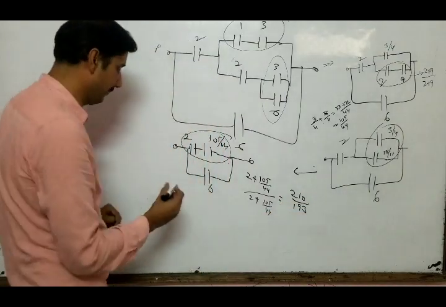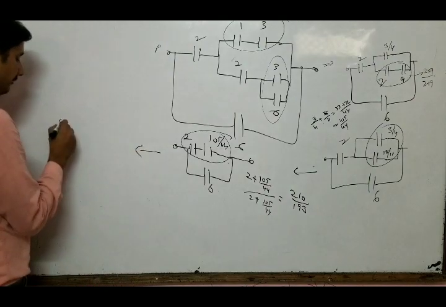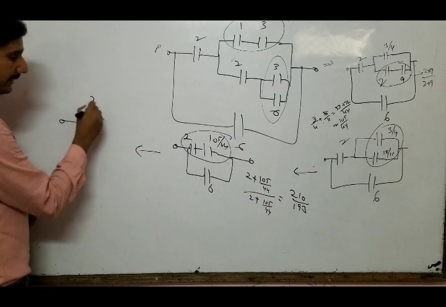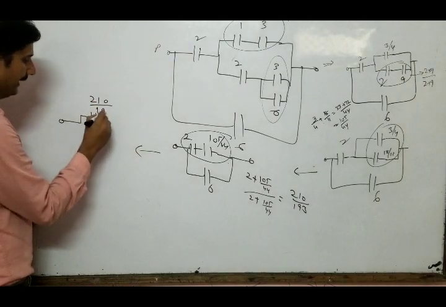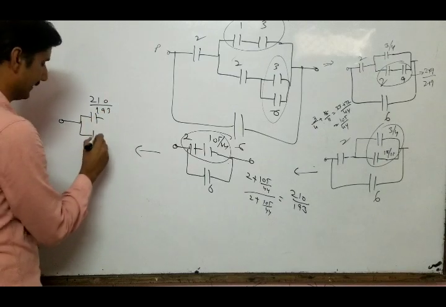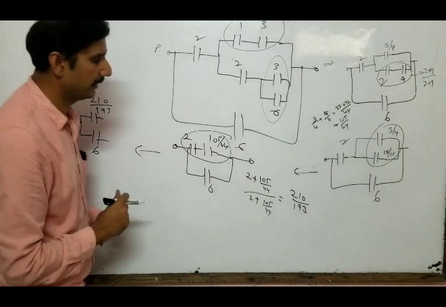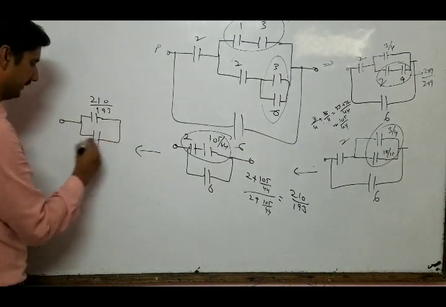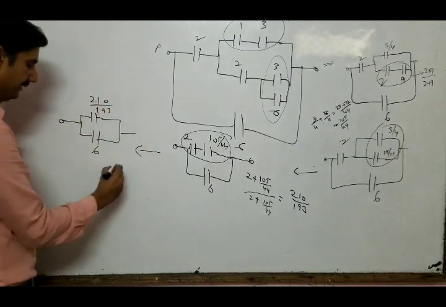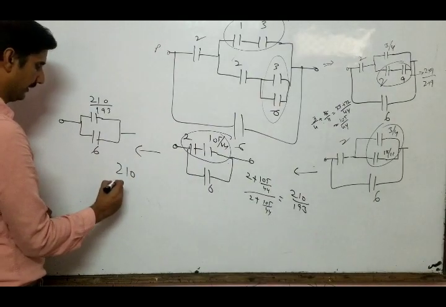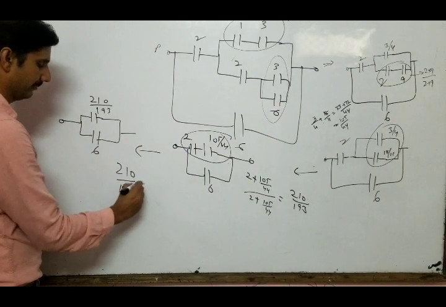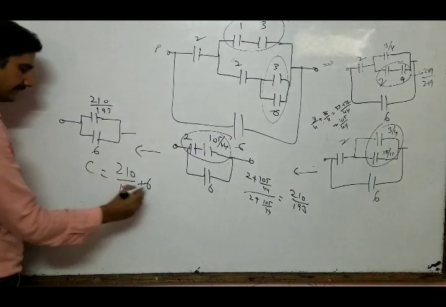So in the next step, what do I get? I've got one capacitor of 210 by 193 and another capacitor of 6 over here. Yes, it's correct. And now they are in parallel. So you will say 210 by 193 plus 6. Whatever comes is the answer.